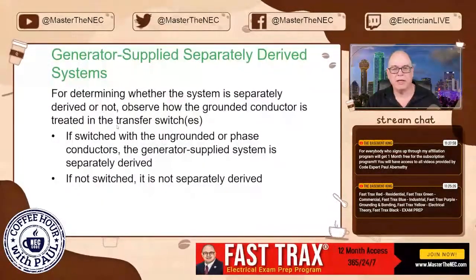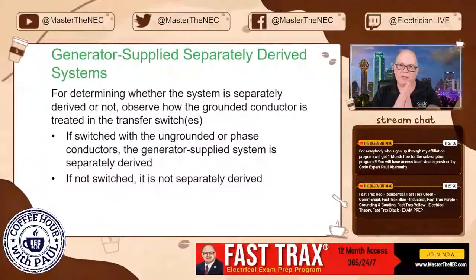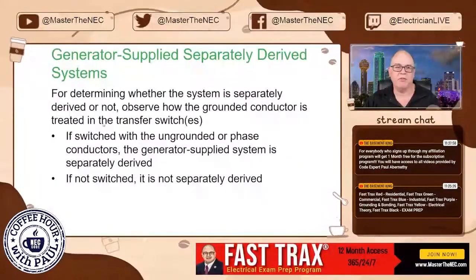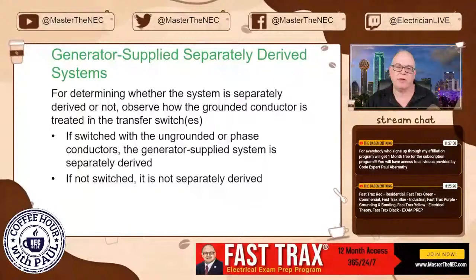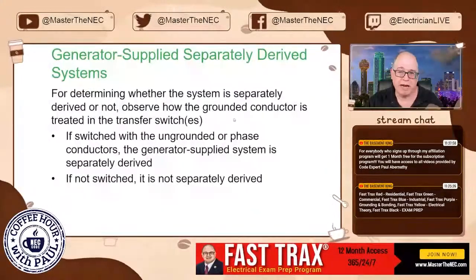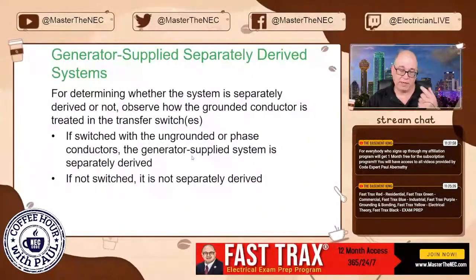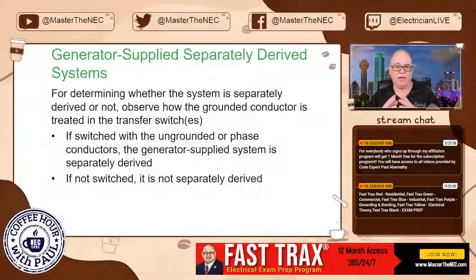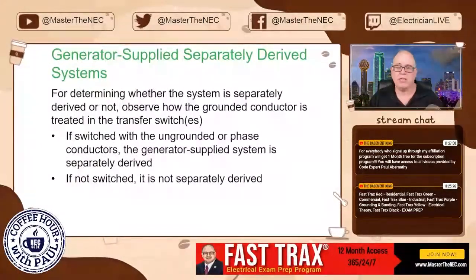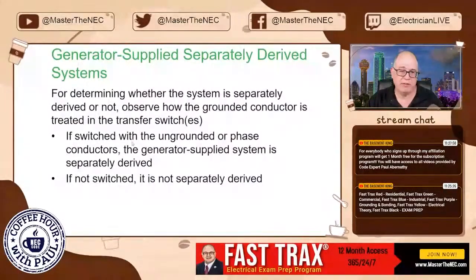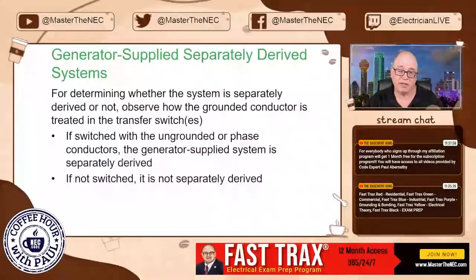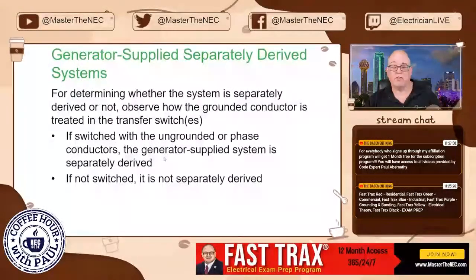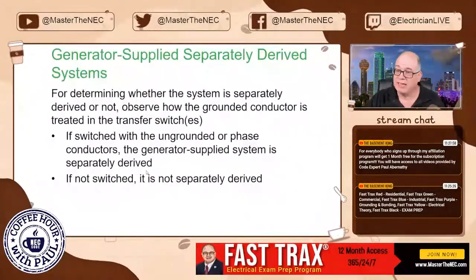Okay. Now, one of the things we want to talk about real quick is the generators that are supplied from a separately derived system. In these basic fundamentals, for determining whether the system is separately derived or not, observe how the grounded conductor is treated in the transfer switch. Okay, so basic fundamentals. I need to know whether or not it's separately derived or not. When you're dealing with generators, look at the transfer switch, right? If switched with the ungrounded and phase conductors, then the generator supplied system is considered separately derived. If it's not switched, then it is not separately derived.